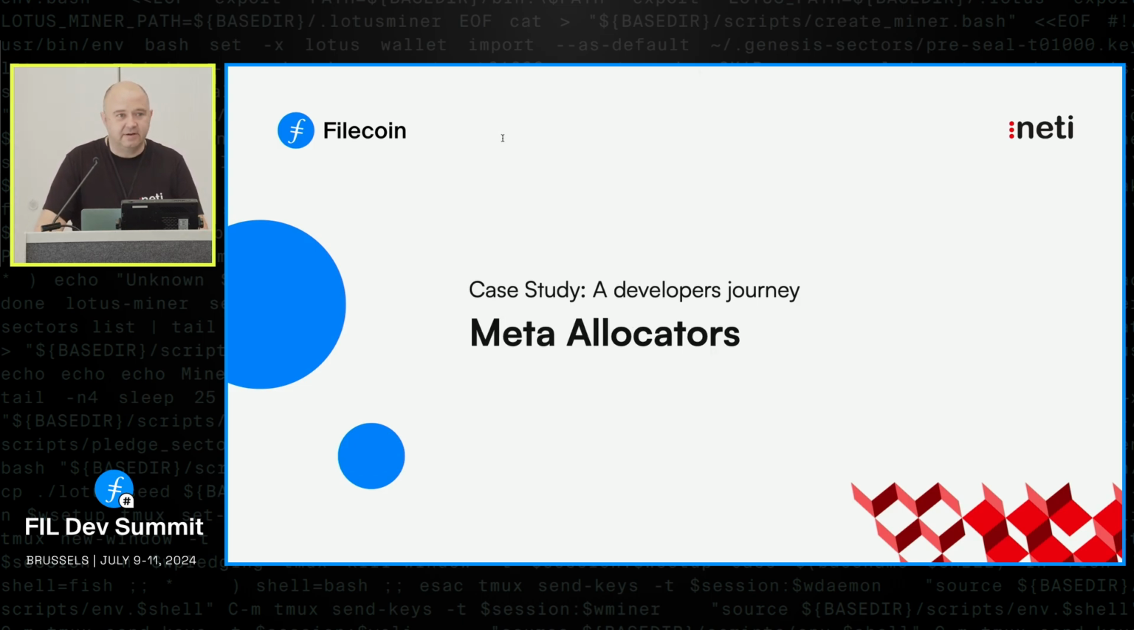Meta allocator is another not small task. Actually, it's one of the tasks which our engineers are most proud of and most hungry to continue the work on. So meta allocator is a smart contract which will act in the middle between root key holders and allocators. It will partially automate their job, and it opens new possibilities for the ecosystem.